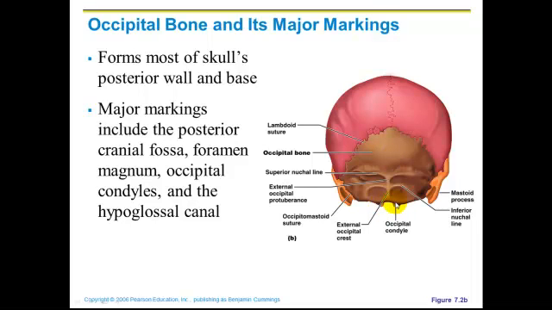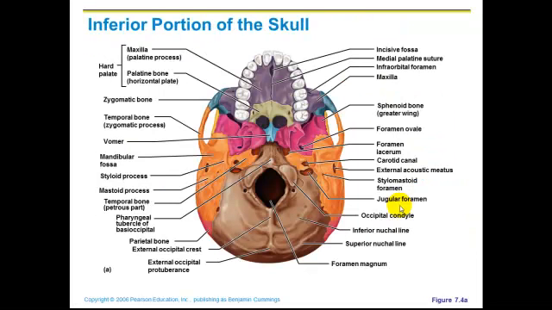Down here we see the occipital condyles. These rounded projections will form the joint between the occipital bone and the atlas, which will be the first cervical vertebra. From this view, we can also see on the inferior portion of the skull the occipital bone. Again, those occipital condyles.